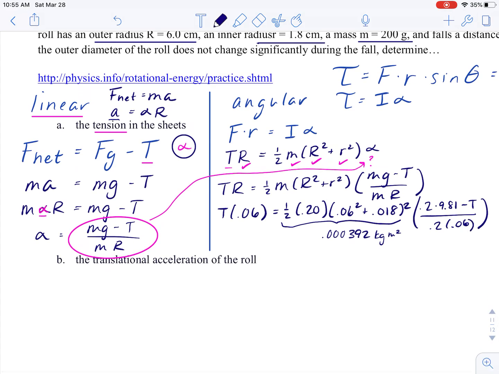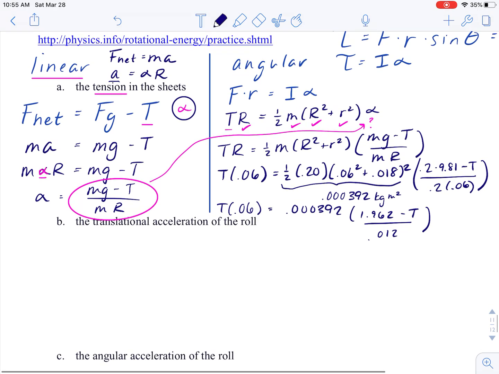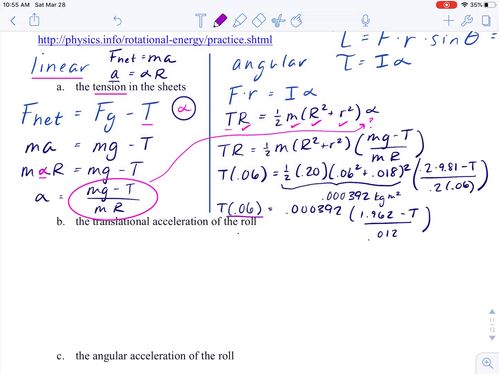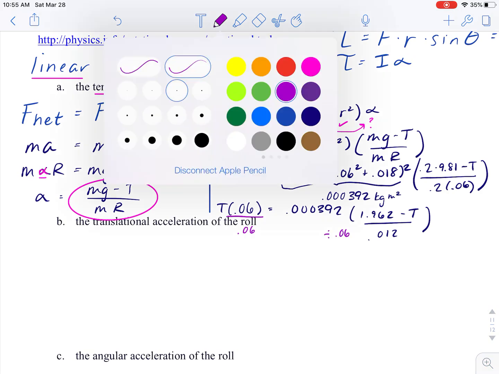So I'll have t times 0.06 equals 0.000392, and then times 1.962 minus t over 0.012. And then my next step, you can proceed obviously a lot of different ways from here, but my next step was to divide both sides by 0.06.